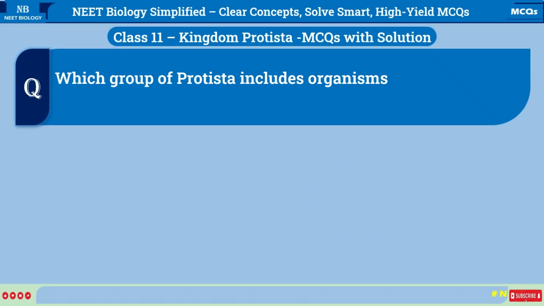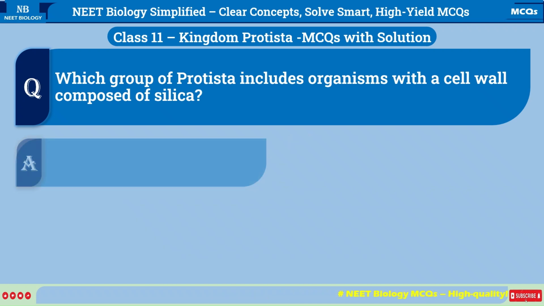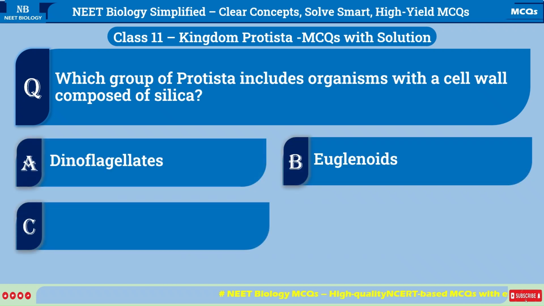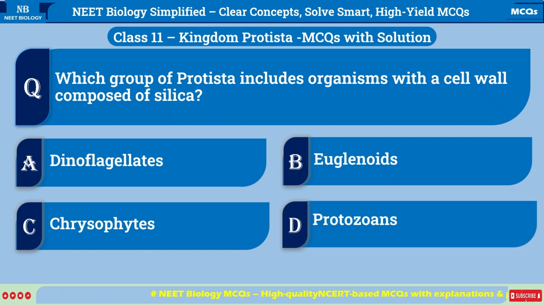Which group of Protista includes organisms with a cell wall composed of silica? A. Dinoflagellates. B. Euglenoids. C. Chrysophytes. D. Protozoans.